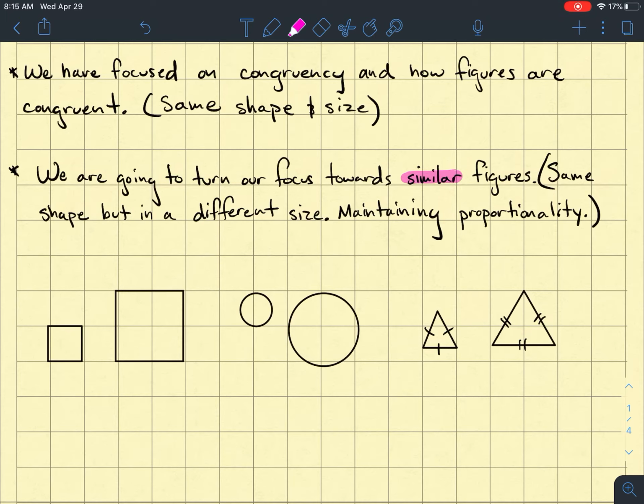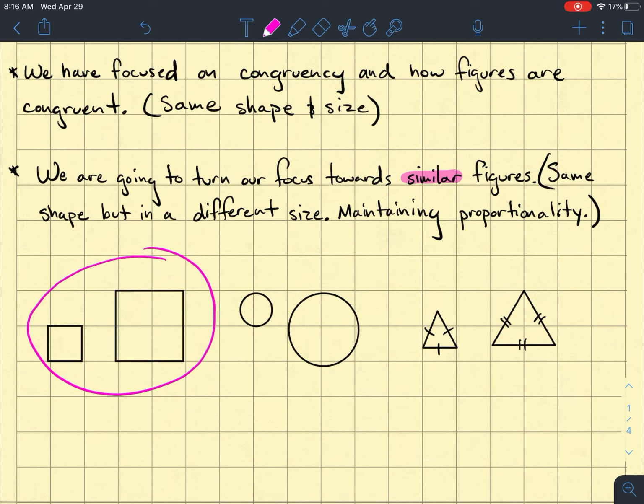Okay, so when shapes are similar, when figures are similar, that means they're the same shape, right? They're the same shape, but they are in a different size. Okay, and they are proportional. So same shape, different size, but the shapes are proportional to one another. Okay, so similar and proportional are a couple keywords that I want you to remember as we progress through this lesson. These are some examples of proportional shapes.